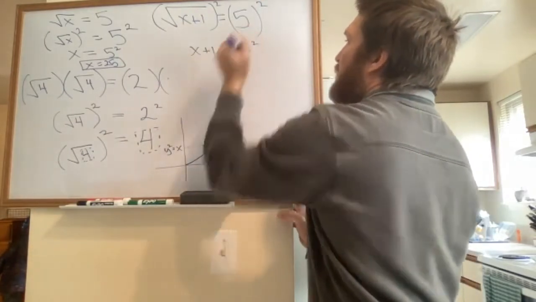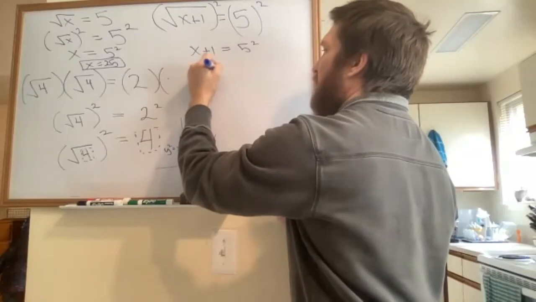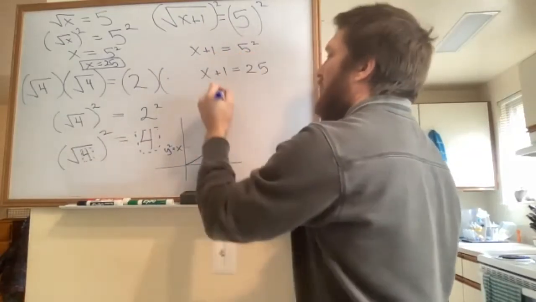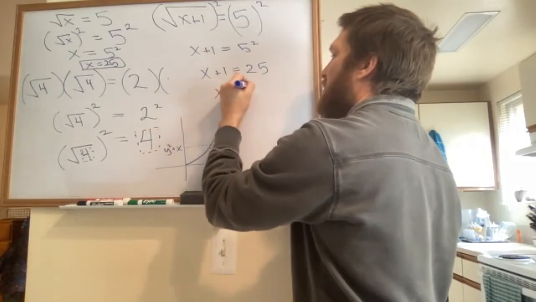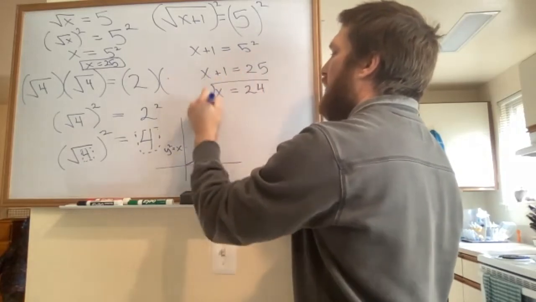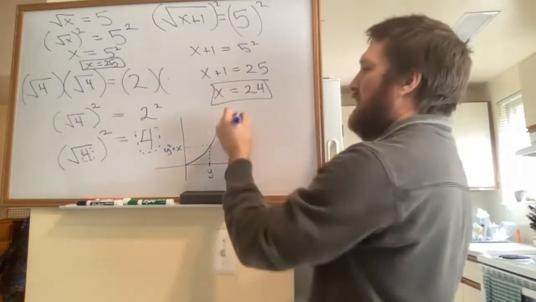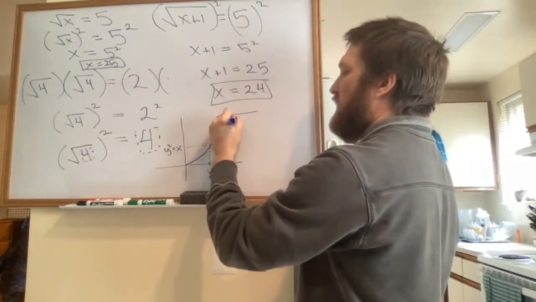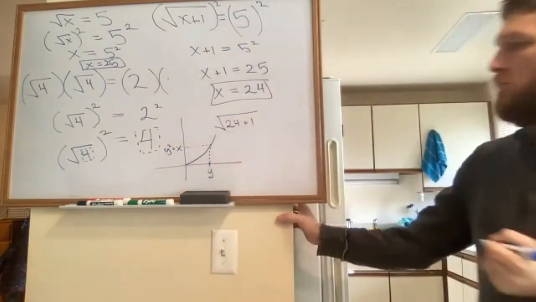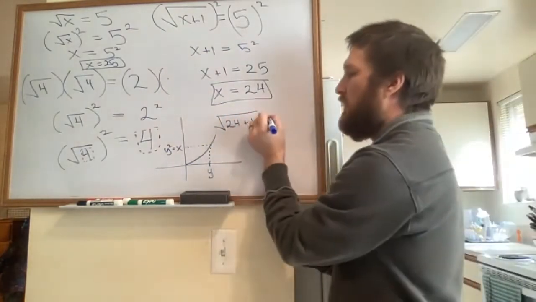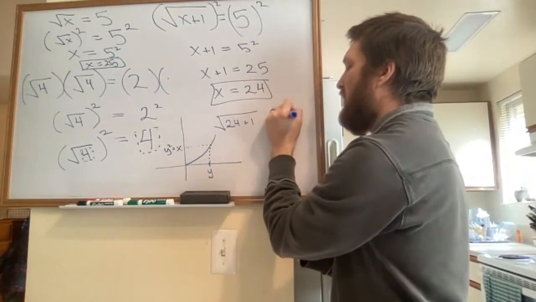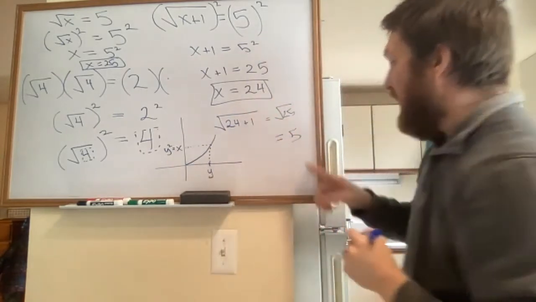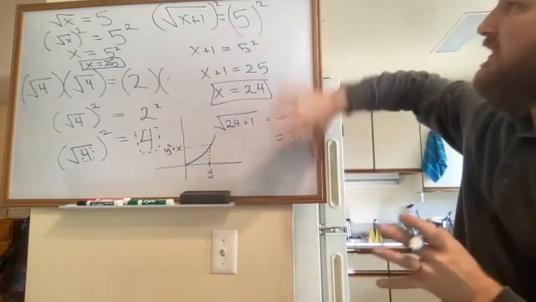And we get 5 squared. x plus 1 is 5 squared, which is 25. Subtract the 1 from both sides, and I get x equals 24. And let's see if that makes sense. The square root of x plus 1, if x is 24, so 24 plus 1, is the square root of 25. Yeah, the square root of 25 I know is 5. And yes, 5 and 5. And so that's the idea.